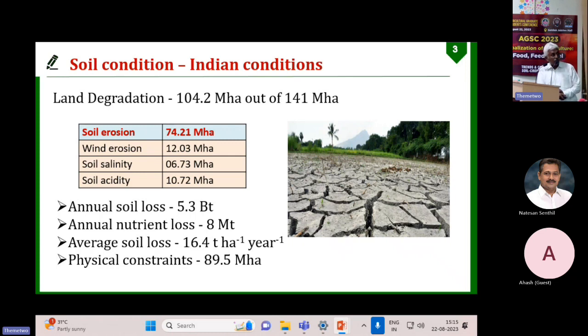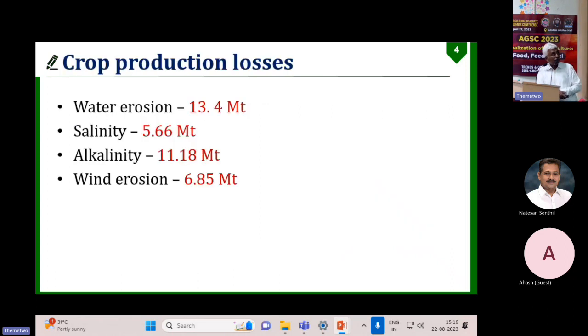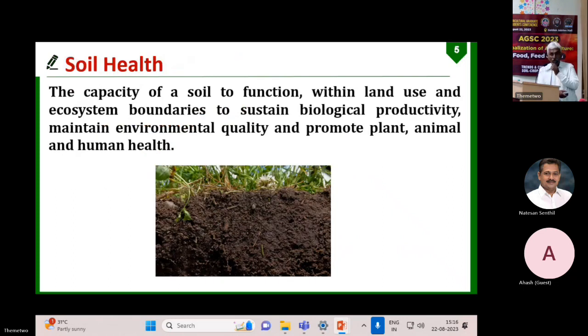In the physical constraint itself, around 90 million hectares of land is being threatened on the physical parameters. Crop production is also affected because of the gravity of the problem in the form of erosion, salinity, and alkalinity. These problems accounted for crop loss to an extent of 13.4 million tons from water erosion, and similarly from salinity, alkalinity, and wind erosion. These points clearly indicate the problem of human activities making the soil degraded.